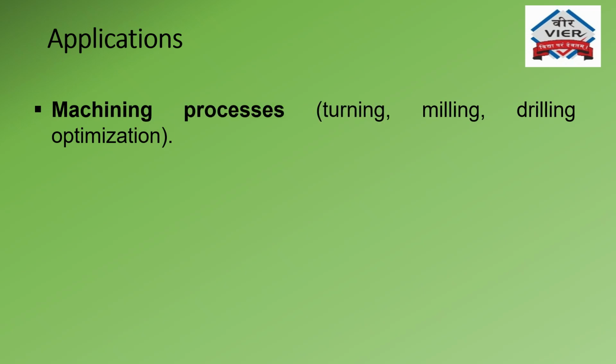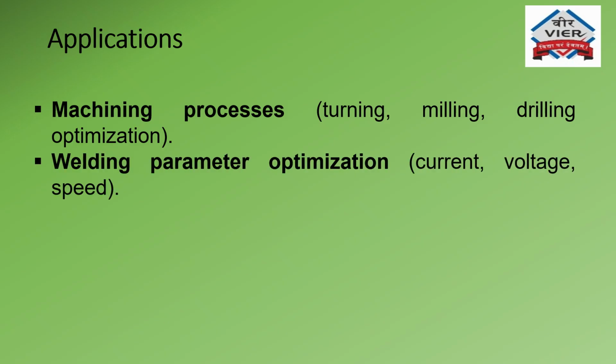Let's see the applications. In machining processes like turning, milling, drilling, in all these manufacturing or machining processes, we can decide the optimum value of the different process parameters involved. Then welding parameters: current, voltage, speed. These are the control factors for which we need to find the optimum value, so that we have a good weld.